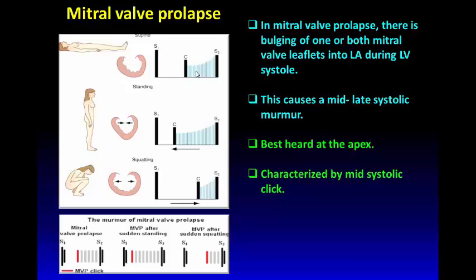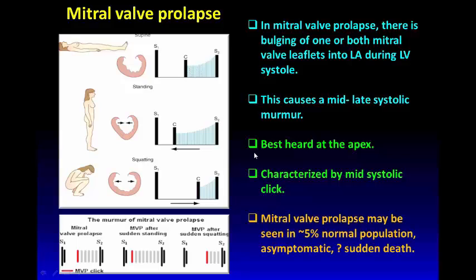The murmur of mitral valve prolapse is characterized by a mid-systolic click. So this is the mid-systolic click of the murmur of mitral valve prolapse. The abnormal sound itself, the murmur, is heard after the click. The murmur of mitral valve prolapse changes with the position of the patient. Here is the murmur when the subject is in the supine position, this is when the subject is standing, and here when the subject is squatting.